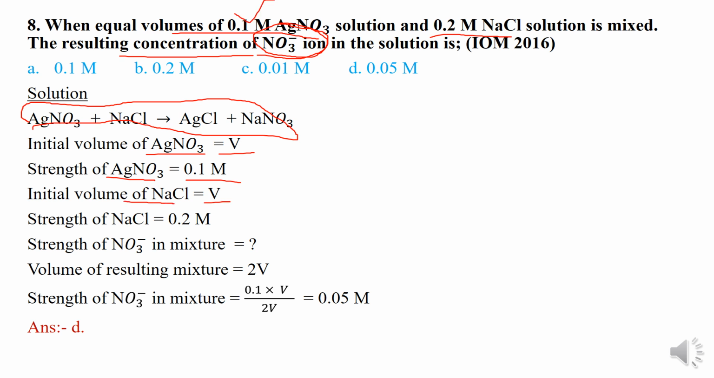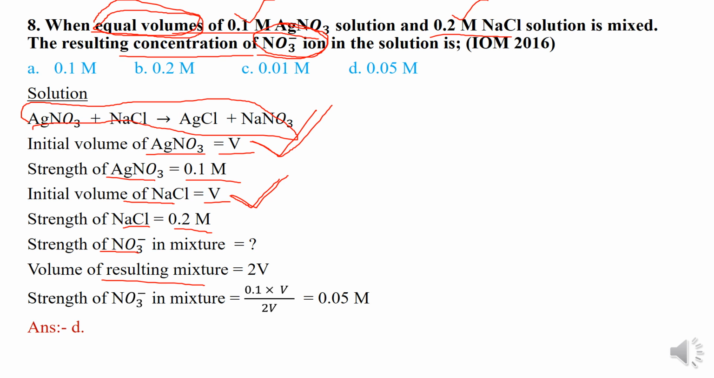This B is just an assumption because volume has not been given, but the question clearly told about the equal volume of silver nitrate and sodium chloride. Then strength of sodium chloride will be 0.2 molar. Then we have to calculate the strength of nitrate ion in the mixture. The volume of the resulting mixture will be 2B, because 1B will be of silver nitrate and 1B will be of sodium chloride. Then the total volume of the mixture will be 2B.